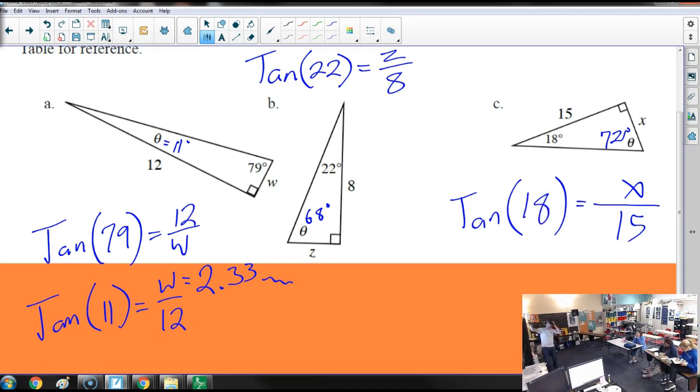So what did our z turn into here? Should be less than 8. It's 3.23. And our x down here, 5 tangent 18, 4.87. Any questions on using our technology to do this instead of just using a reference sheet?